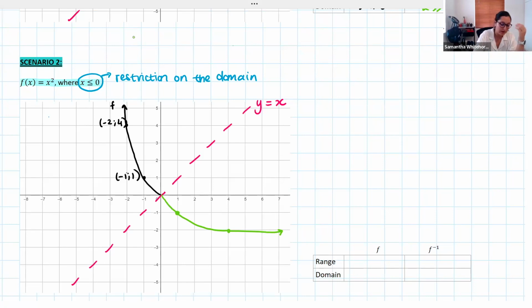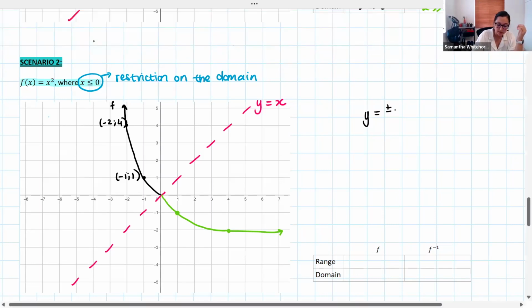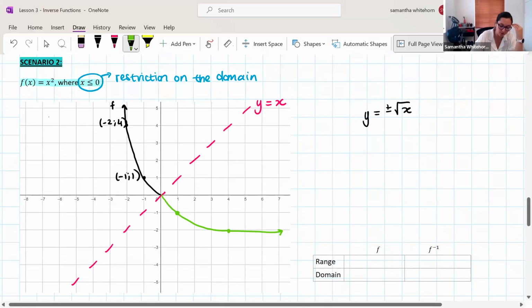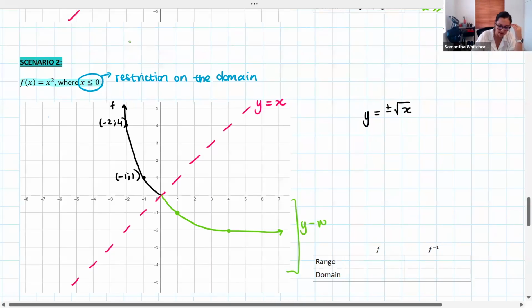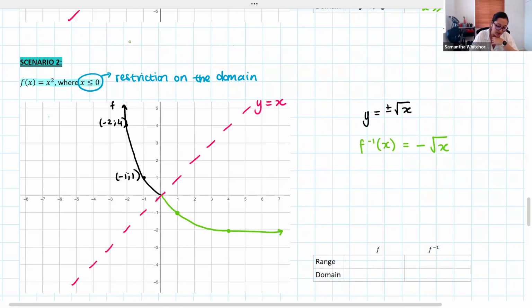We're sorted. When it comes to the equation, remember we said it was y is equal to plus minus the square root of x. If you consider where this graph is, it's where all of your y values are negative. So that means that my inverse equation here is negative square root x, because the f of x or the y must be negative because it's sitting below my x-axis. And so this is my inverse function.